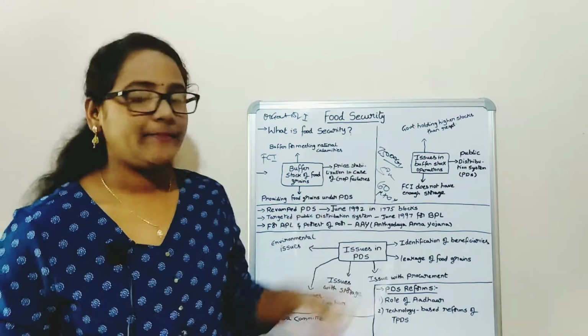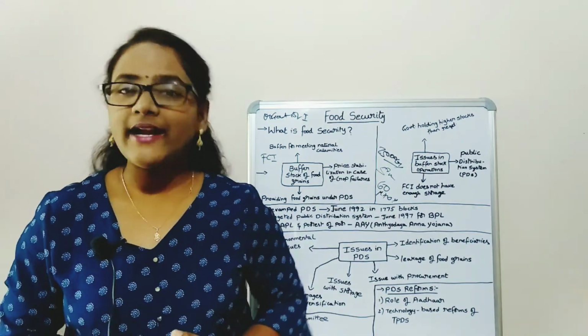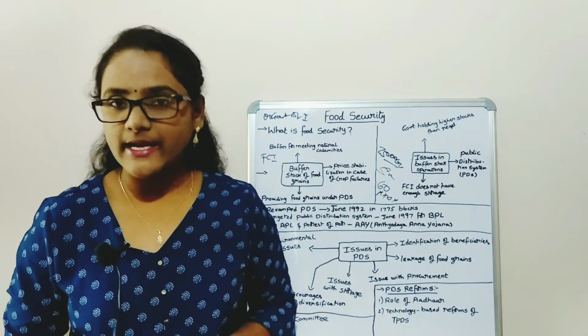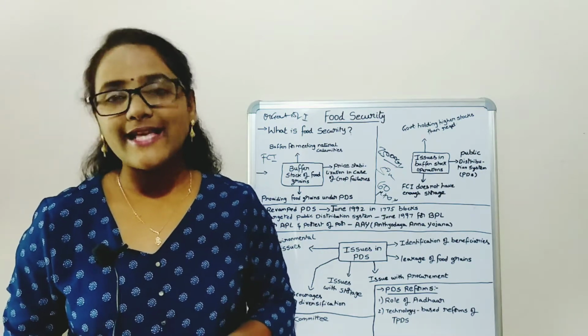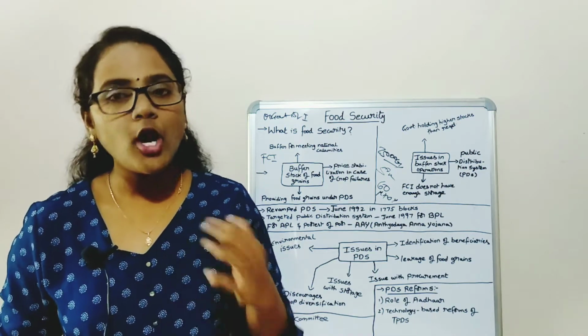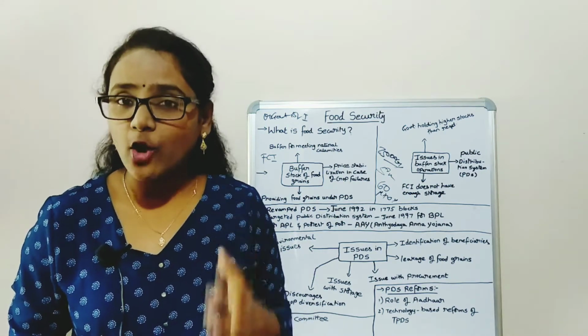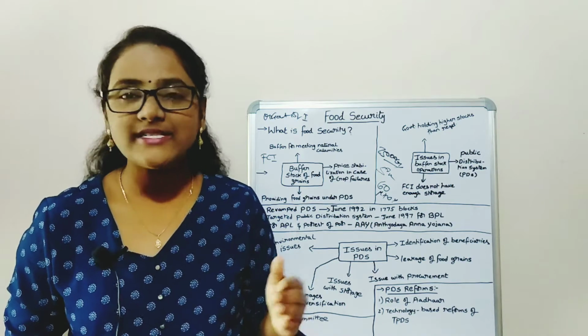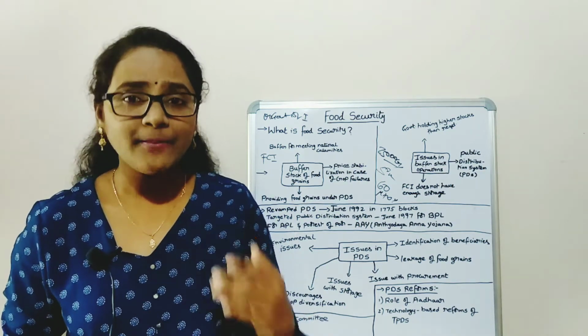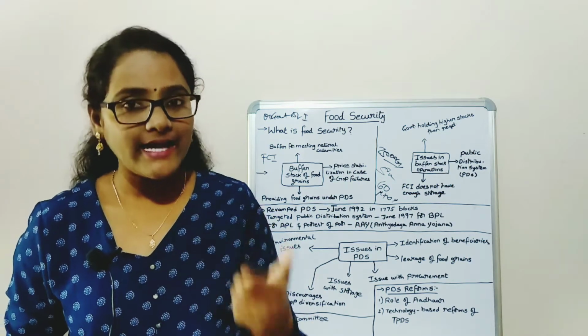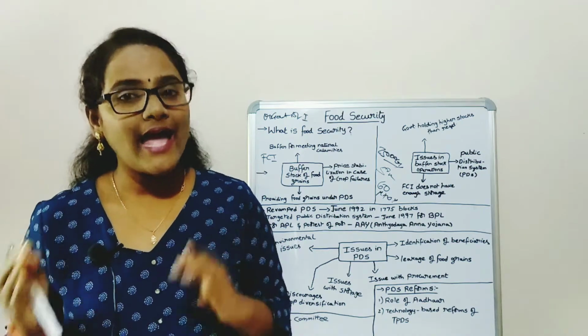Food security. According to the United Nations Committee on World Food Security, it has been defined as a means for all people at all times having the physical, social and economic access to sufficient, safe and nutritious food that meets their food requirements and dietary needs for an active and healthy life.